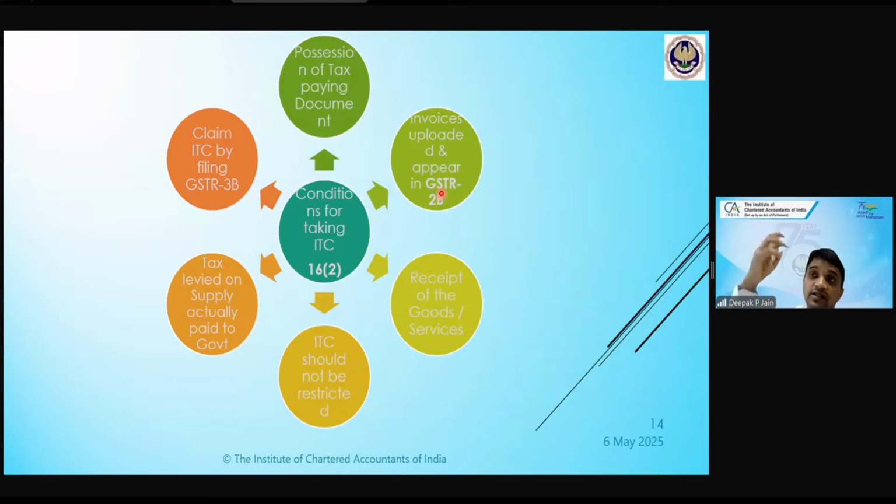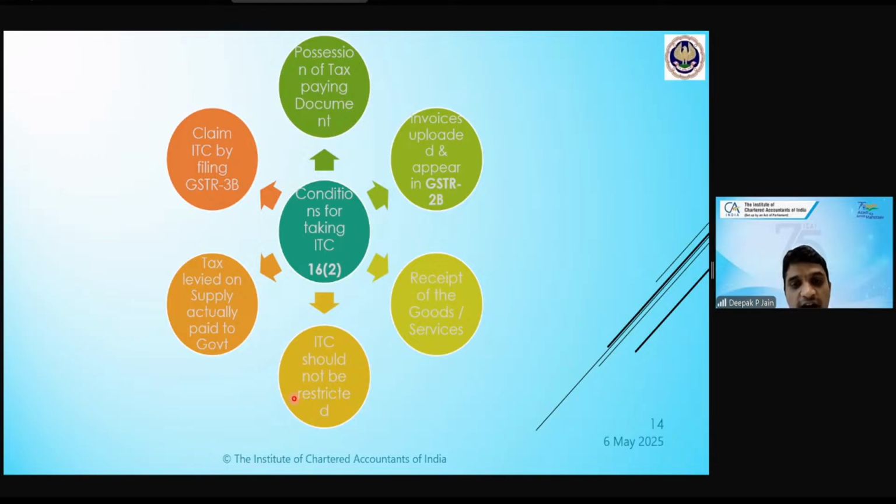The supplier has given you a tax paying document, but that is not appearing in your GSTR 2B. You cannot claim the credit. So the invoice should be uploaded and should appear in your GSTR 2B. Third condition is receipt of the goods or services. It is not that I've given you an invoice, but you have not received the goods, and you can claim the credit. No, you should actually receive the goods also.